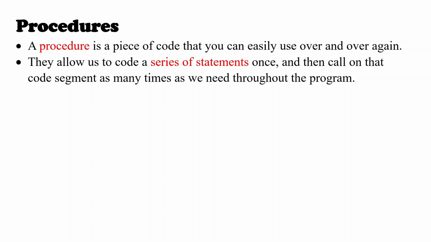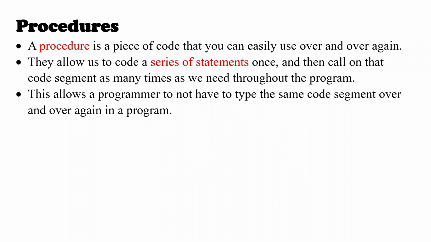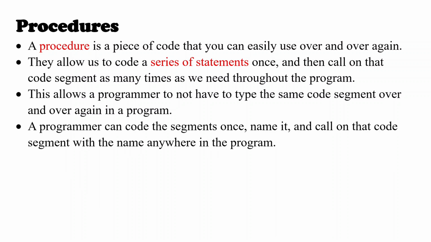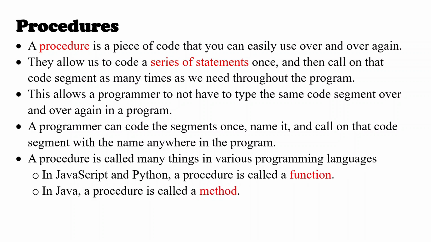So if we want that series of statements to happen a couple different times in the program, instead of coding it a couple different times, we can just code it once and then call on it whenever we need it. So this just allows for a shorter program, a more organized program, and just overall a better looking program for the programmer. So the programmer can code the segments once, name it with a block of code, and then call on it anywhere in the program.